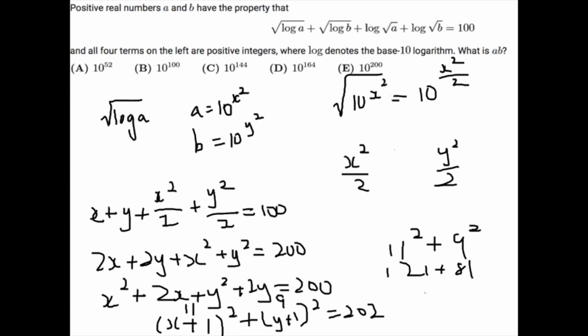But anyway, we can just say one of them is 10, one of them is 8, and ab is, we have to plug them back in, obviously. So we have a equals 10 to the 100, and b equals 10 to the 64. If we multiply these two together, you just add the exponents, and you have 10 to the 164, which is D.